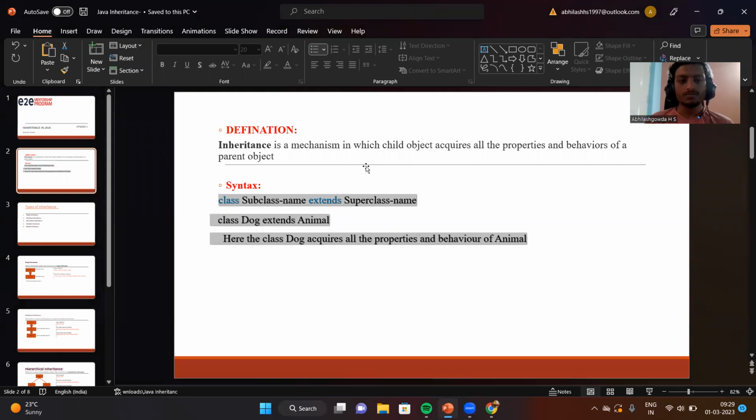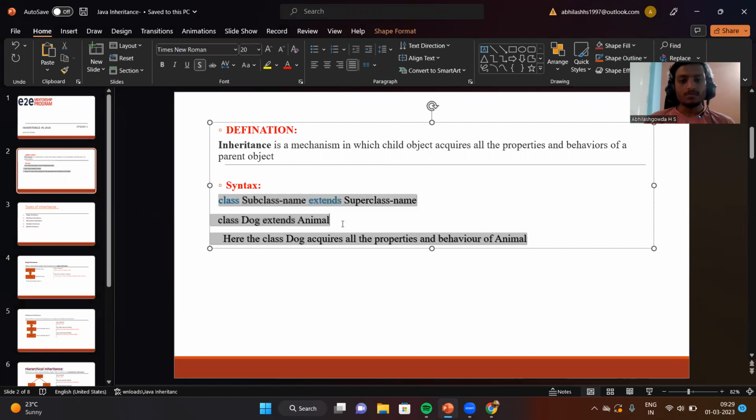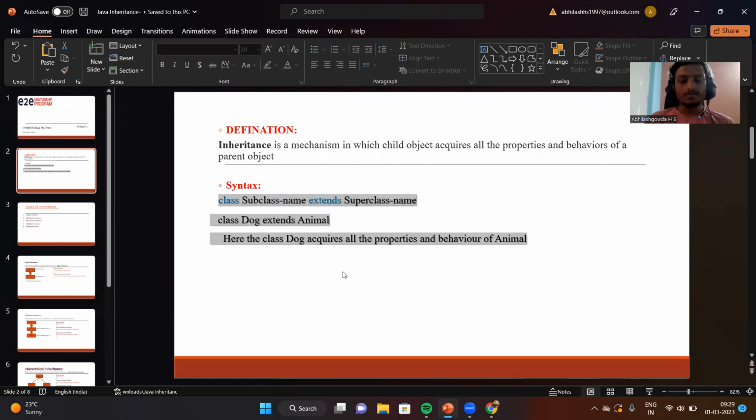Coming to syntax: class subclass name extends superclass. Here, the subclass is the child and the superclass is the parent. Extends is a keyword which is used to increase the functionality and indicates that it is inherited. For example, class Dog extends Animal. Dog is a child, and it acquires all the properties of Animal.